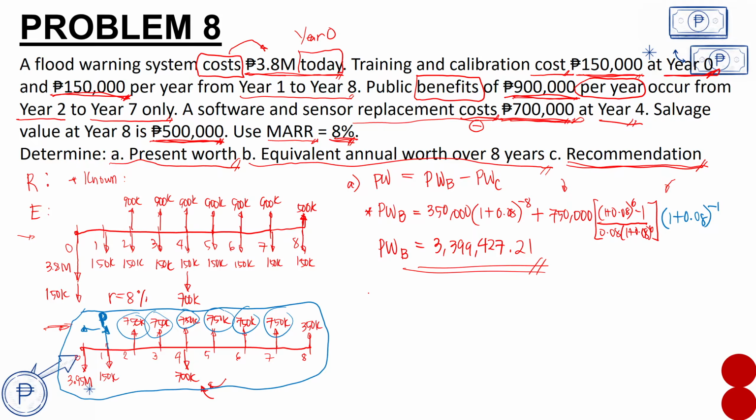Now let's move on to our present worth of the cost. I'll just combine everything. We have our 700,000 cost occurring at year 4, so we just use the compound interest formula raised to negative 4 because there are 4 periods. We move it 4 years back to year 0. And then we have also another one. We have our 150,000.